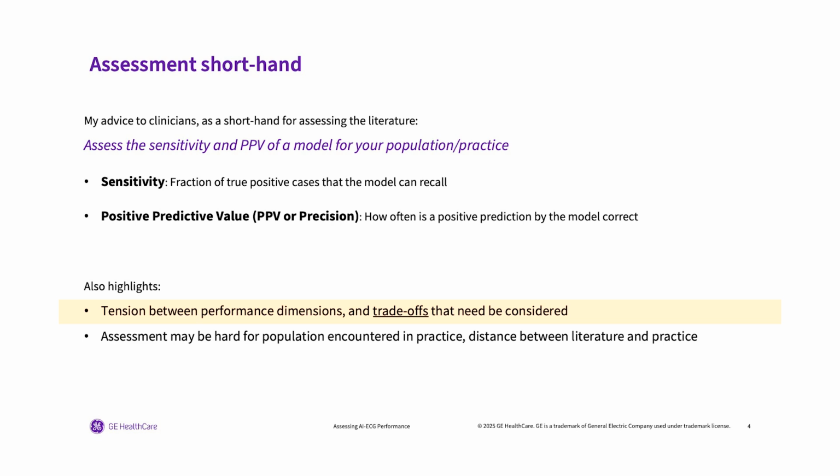And thinking about that optimal balance shows how mature a model is in thinking about deployment in actual practice. Also, the last part of the assessment, extrapolating these numbers for your population or your practice, can actually be very hard, or even impossible sometimes for some of the literature. So that highlights also a real distance that exists sometimes between literature and clinical practice.